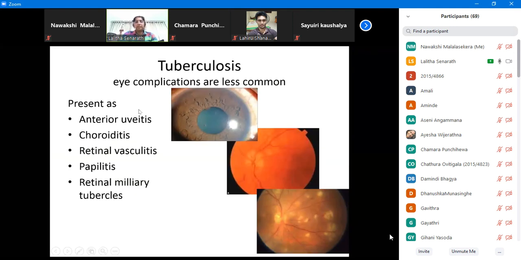And tuberculosis, though a common disease entity, usually has fewer eye signs. But if any patient comes with unexplained bilateral uveitis, we have to suspect sarcoidosis and tuberculosis, because those are very common diseases which can infect humans. It can present as anterior uveitis like this, as choroiditis like this, and as vasculitis because of vessel involvement. It can also affect the nerve head, causing papillitis, inflammation of the optic nerve head, and miliary tuberculosis of the retina.